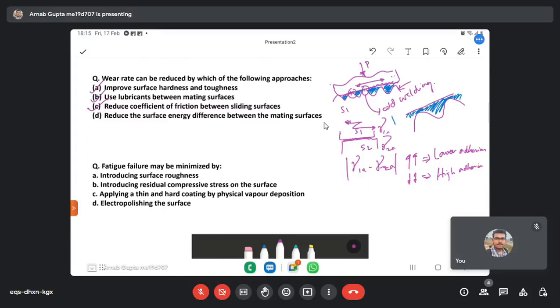So in these cases, these small particles can further degrade the surfaces. They can abrade the surface, they can erode the surface. And that is how it results in higher wear rate. So this is not a right option, correct option, because we want a higher difference in surface energy, so that the meeting surfaces don't tend to adhere to each other.